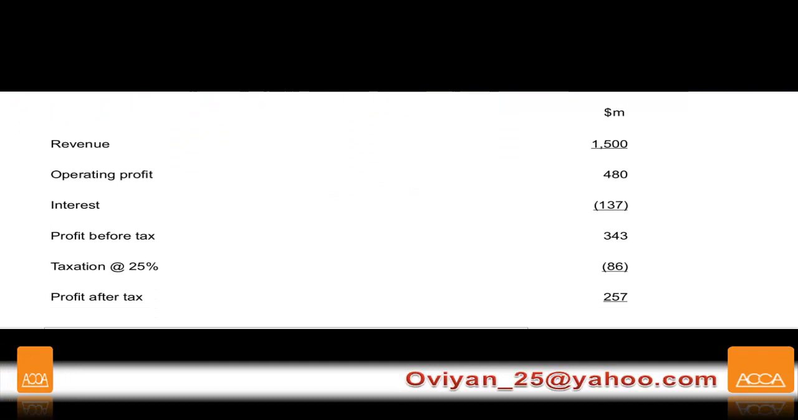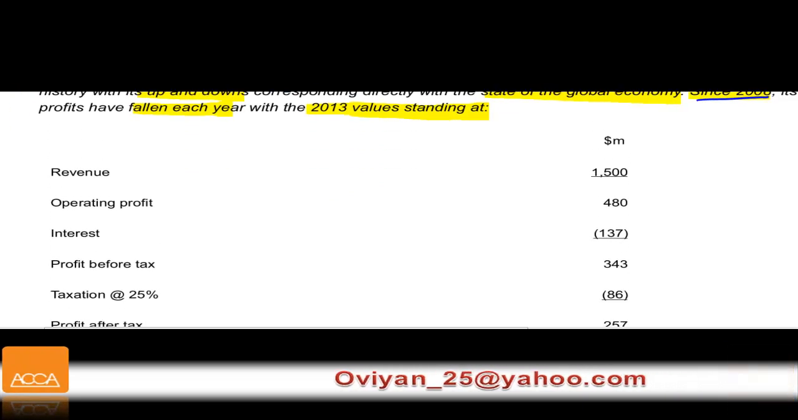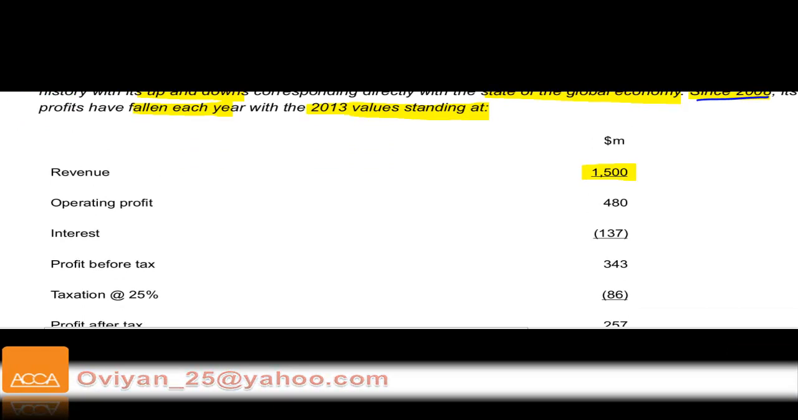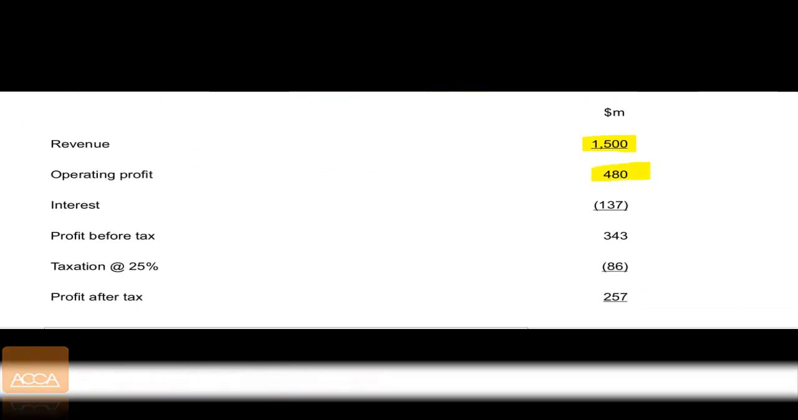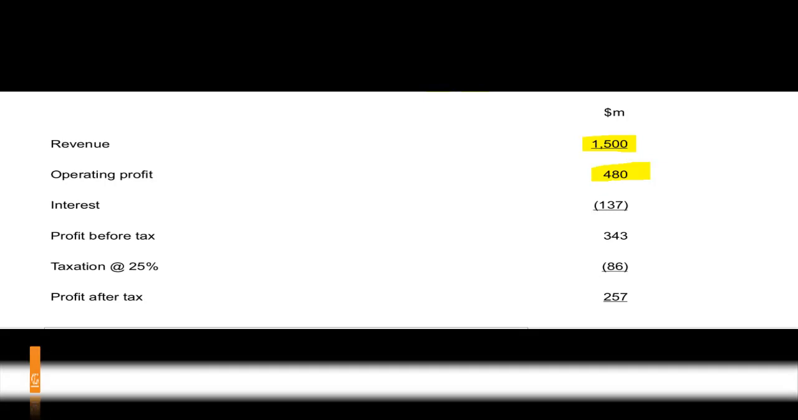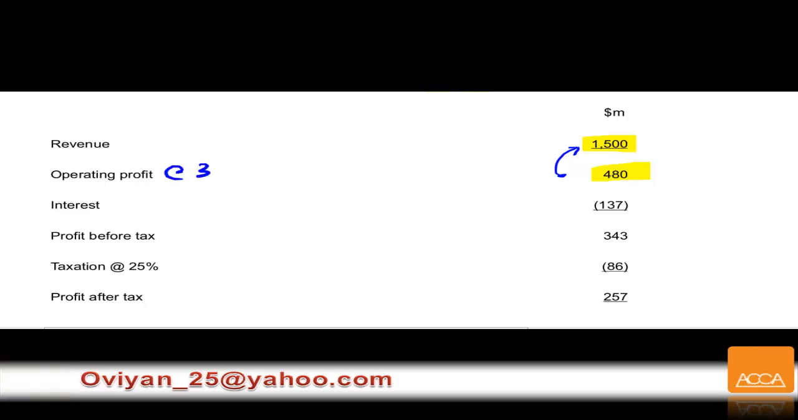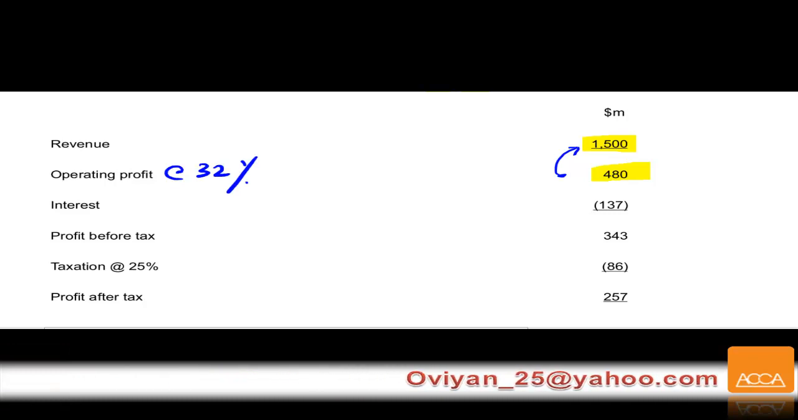Now in this same paragraph, we're going to talk about Venitra's revenue, and Venitra's operating profit. Please take your calculator and divide this figure by this figure. You should get a value in terms of operating margin on revenue. It's exactly 32%. I'll tell you why in a while.